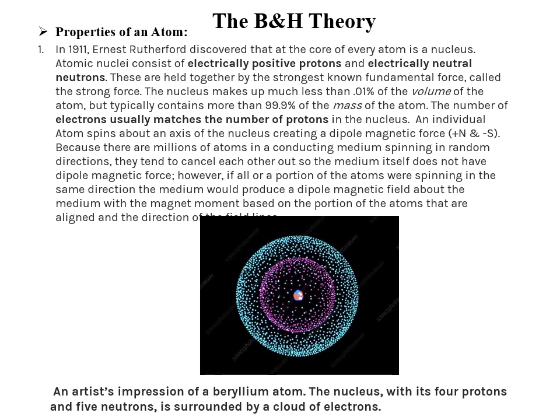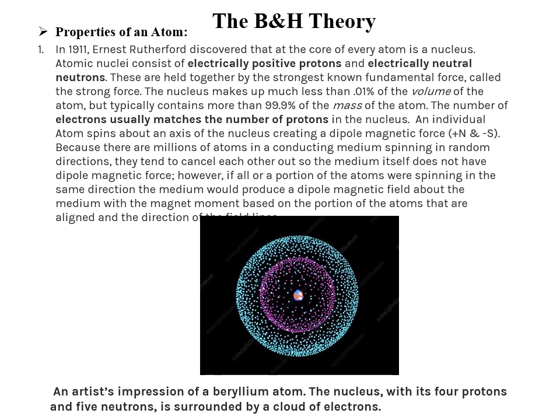However, if all or a portion of the atoms were spinning in the same direction, the medium would produce a dipole magnetic field about the medium with the magnetic moment based on the portion of the atoms that are aligned and the direction of the field lines. Okay, so there's a direction they come out of the South Pole and they go to the North Pole because the North Pole attracts, the South Pole repels. So that's your field lines and the direction that they go in.